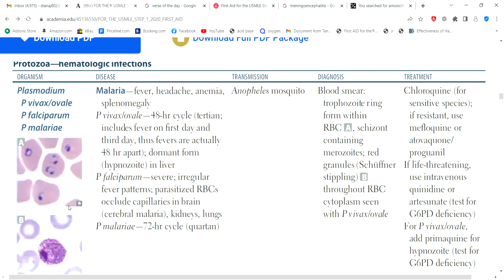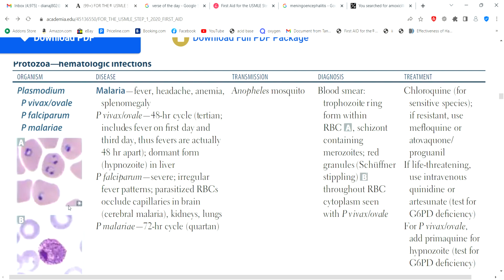The last one we have to know about is Plasmodium malariae, a 72-hour cycle. Here the fever occurs on day 1, and then fever occurs again on day 4. So P. malariae is a 72-hour cycle. P. vivax and ovale is a 48-hour cycle. P. falciparum, there is no cycle. P. malariae, it is a 72-hour cycle.